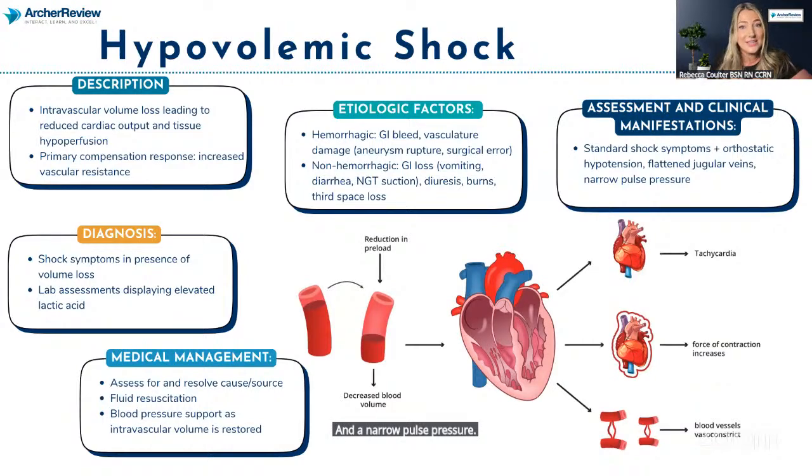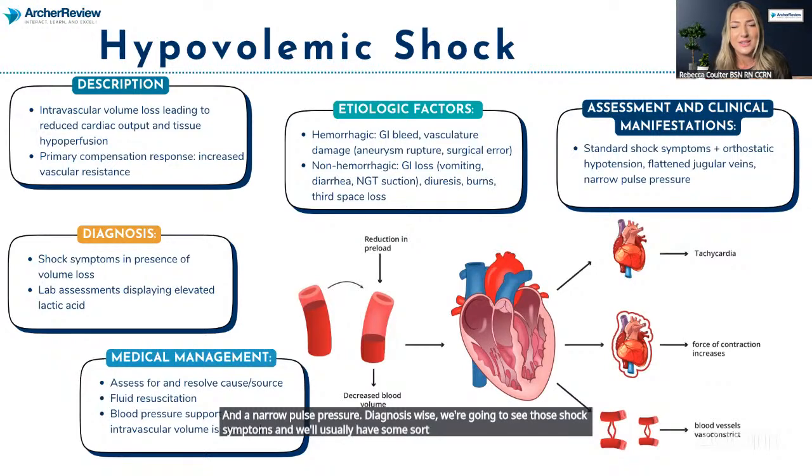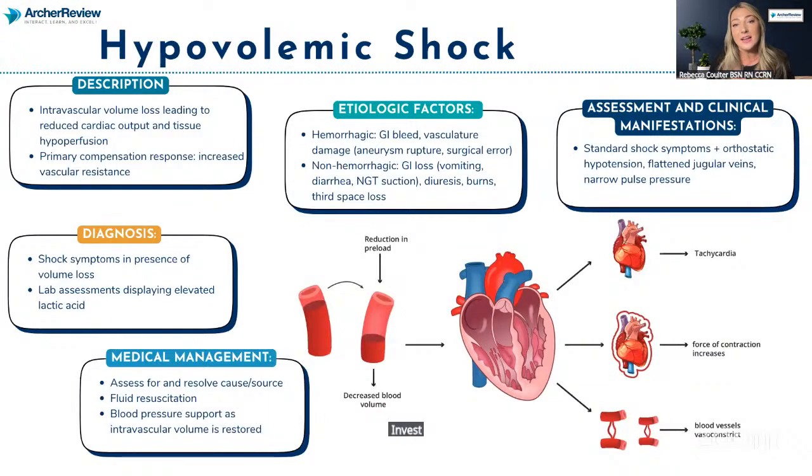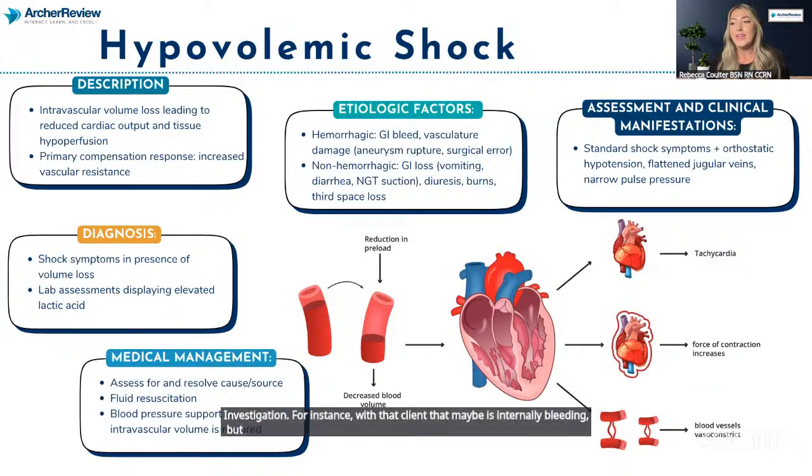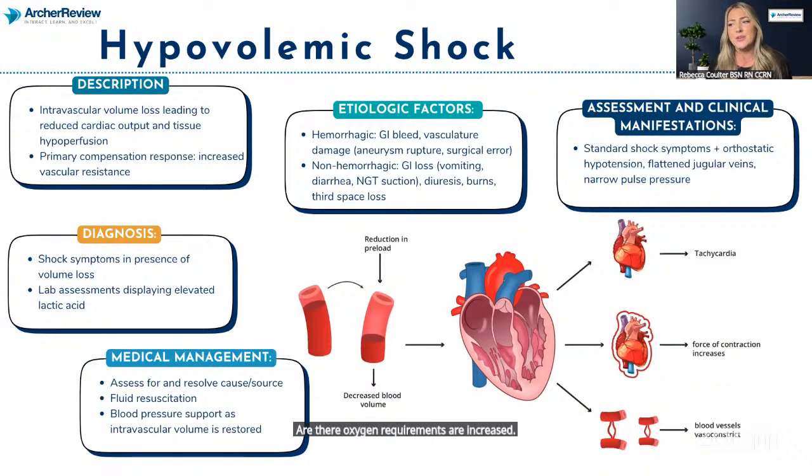Diagnosis-wise, we're going to see those shock symptoms, and we'll usually have some sort of presence of volume loss that we can see. Sometimes we don't know it's there yet, and it causes us to do a little bit more investigation. For instance, with that client that maybe is internally bleeding, but we didn't know it yet, we see these shock symptoms start to present. Their heart rate's really high, they're breathing heavy, we're having to increase their oxygen requirements, or their oxygen requirements are increased. And we think, well, what's going on here?